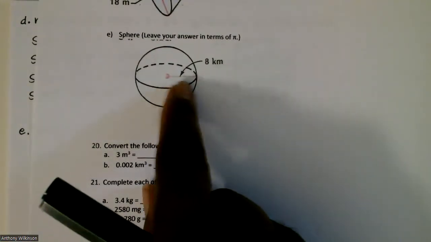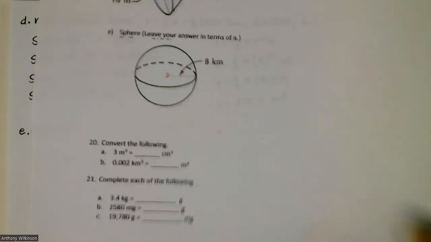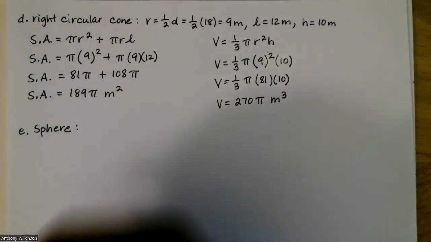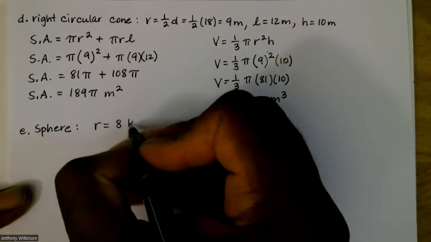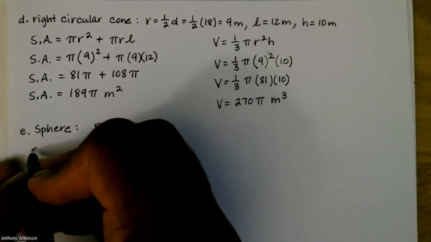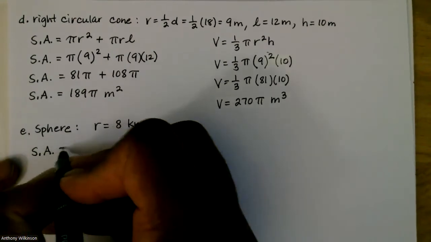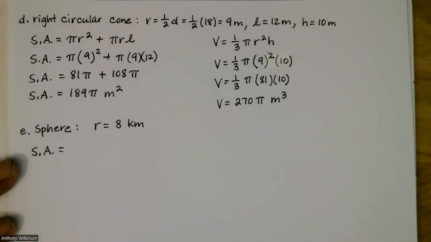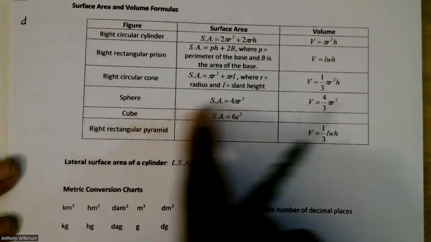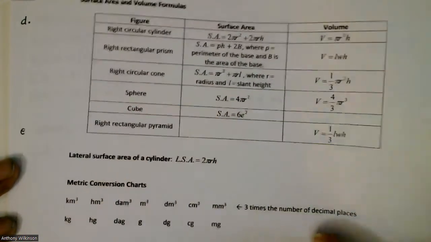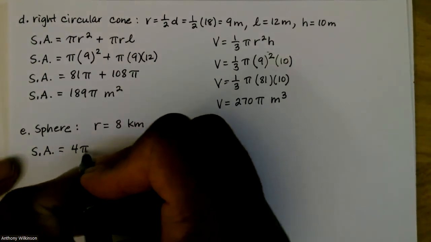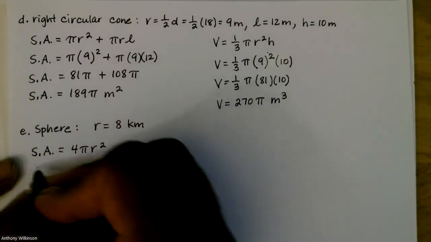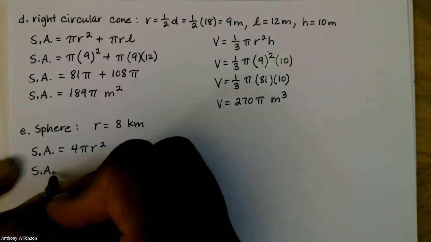So for the sphere, the radius is given as 8 kilometers. So that's what R is going to be equal to, 8 kilometers. The surface area for a sphere is 4 pi times the radius squared, 4 pi r squared. And we're going to leave our answer in terms of pi as well.